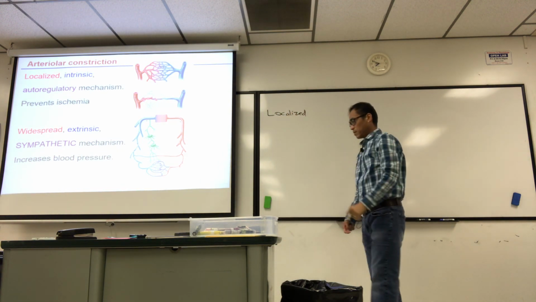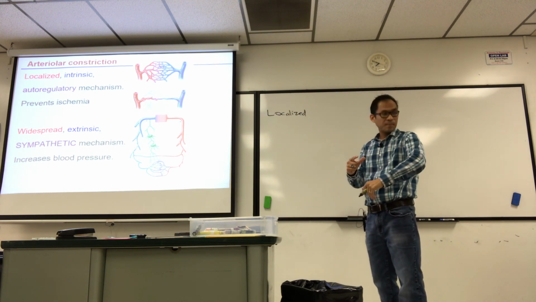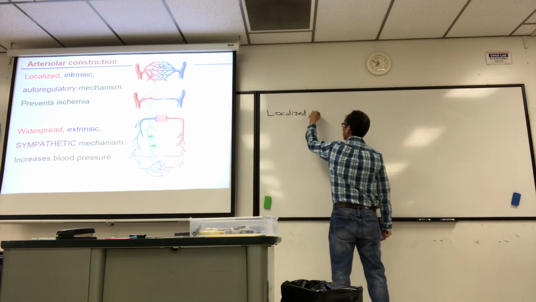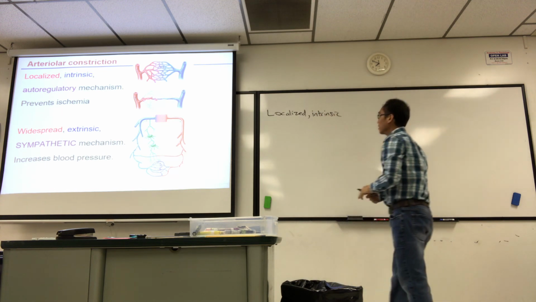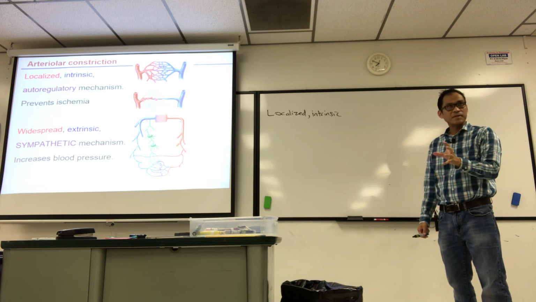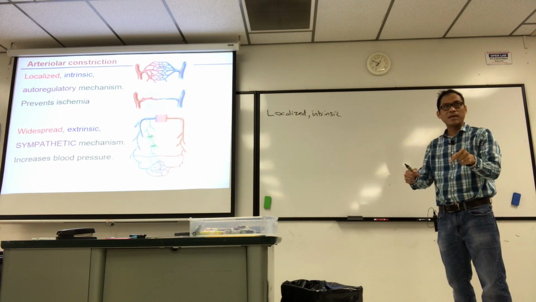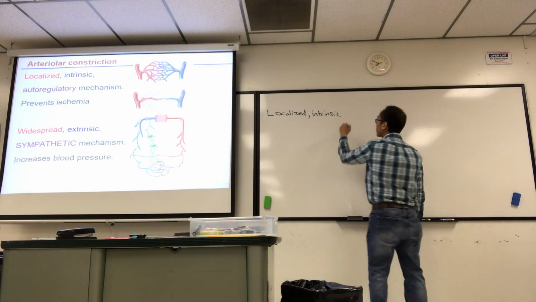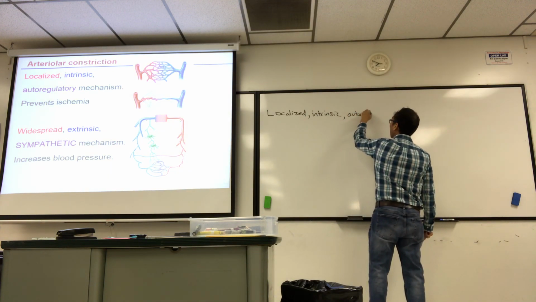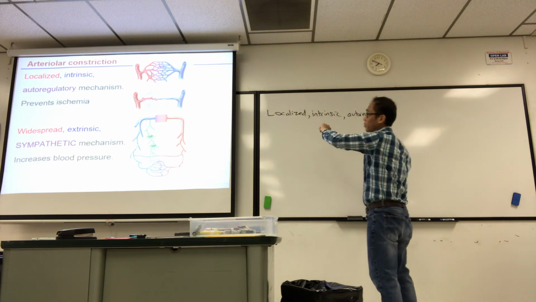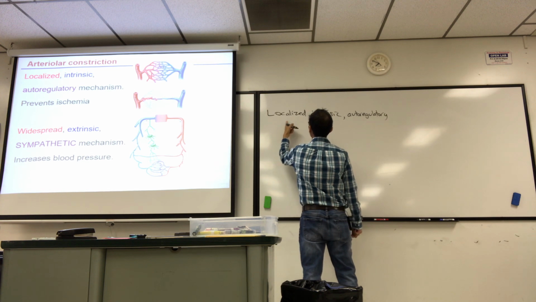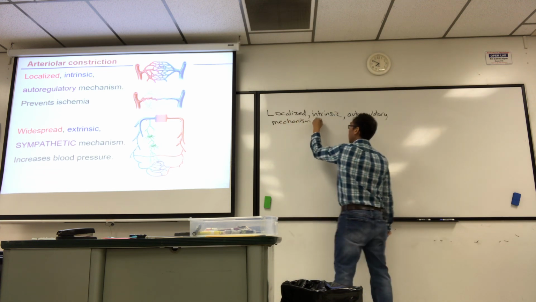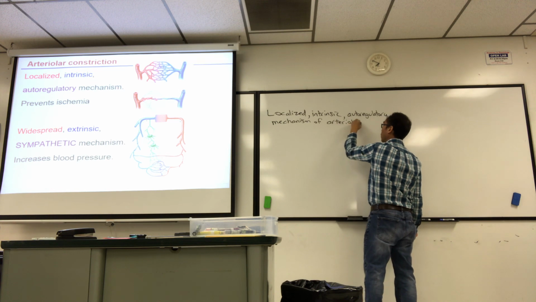Localized means not the whole body, just a very small part. Maybe a part of my shoulder, okay? A very small part of the body. Intrinsic means it just self-regulates within itself. It doesn't take some outside hormone or nerve to make it do it. It's all in-house. Autoregulatory means automatic, it just does it all by itself. And what are we regulating? Arteriolar constriction. Localized intrinsic mechanism of arteriolar constriction.